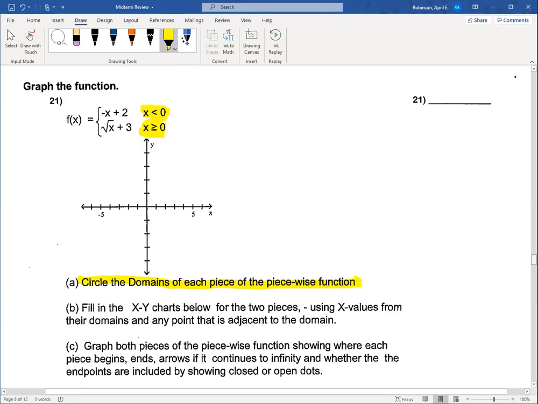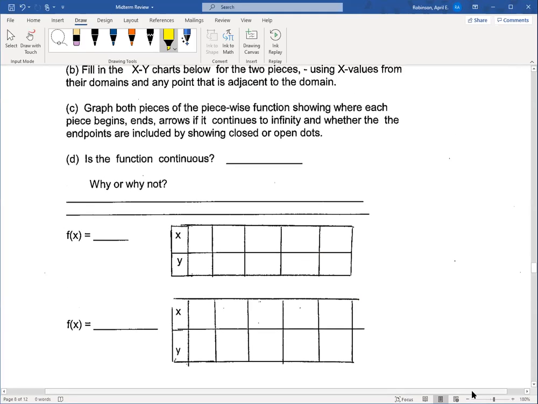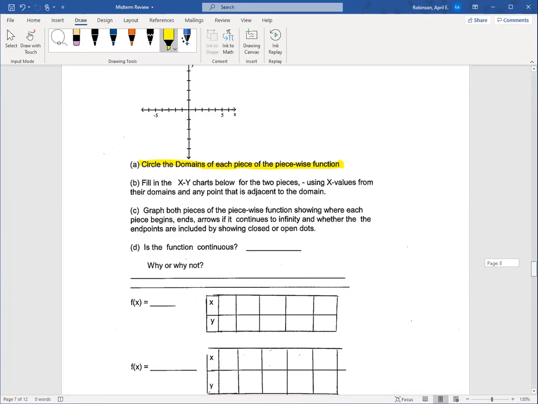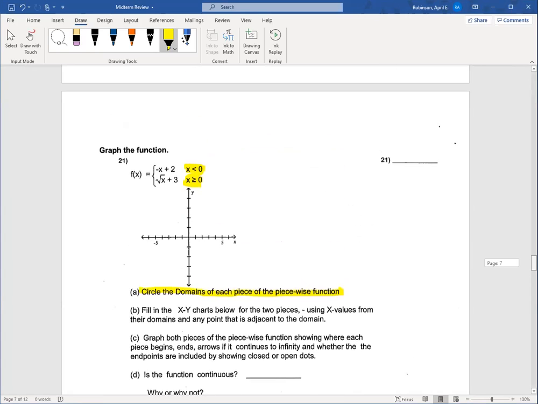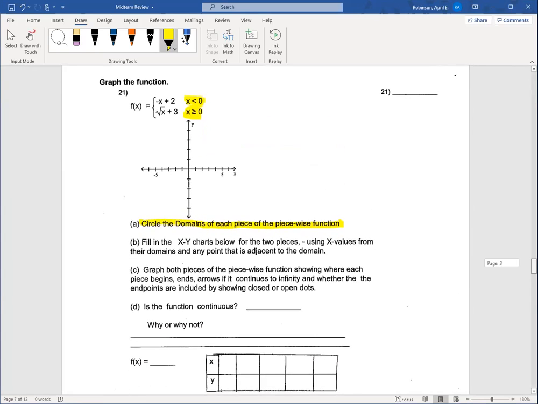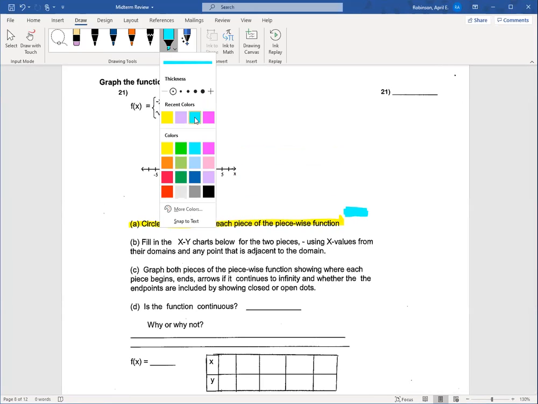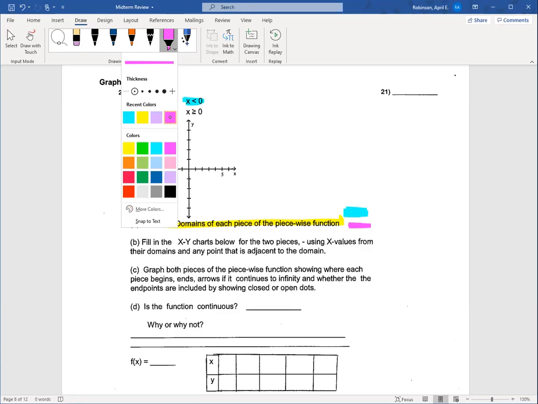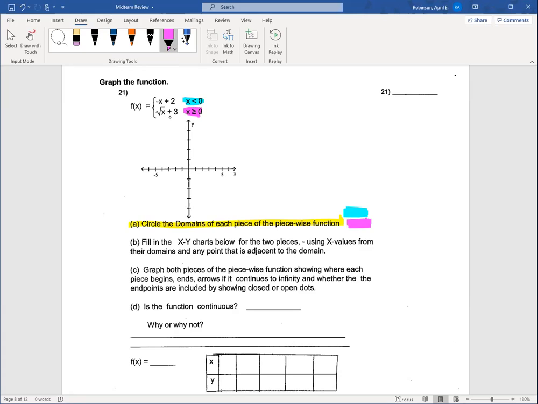Is there something below? Oh, yeah, there they are. I'm going to have to shrink this down so I can see it all. There you go. Okay, for each piece, f of x for the top one. Let's see. This one. And the other domain is this one.